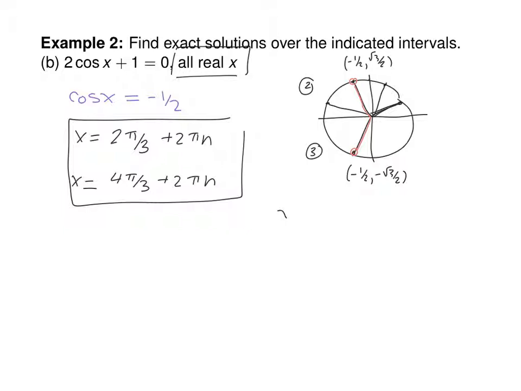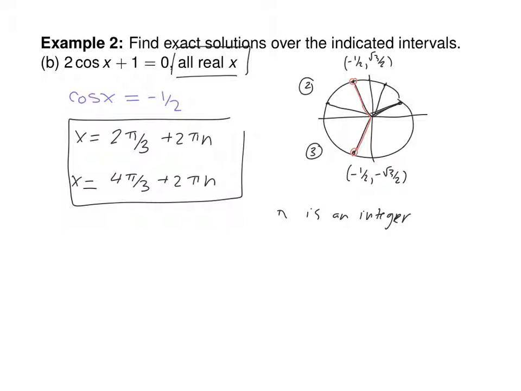The n stands for n is an integer. So what that means is you can plug in n equals 1, and another answer is 2 pi thirds plus 2 pi. And 2 pi is one rotation. Does that make sense? Another answer would be 2 pi thirds plus 2 pi times 2, which would be twice around. Does that make sense?